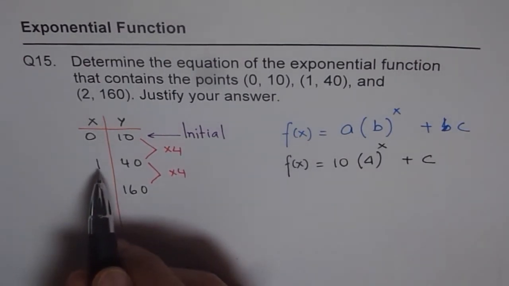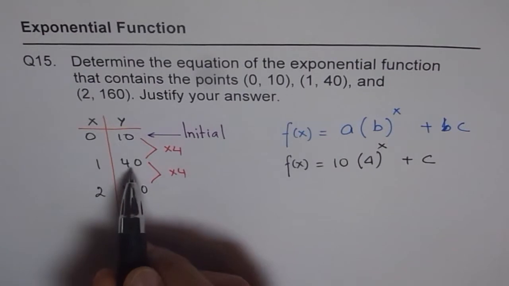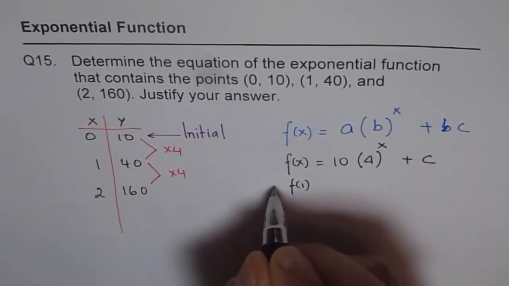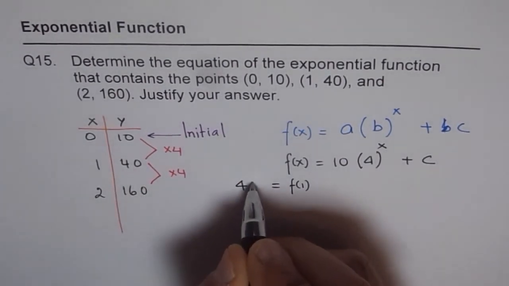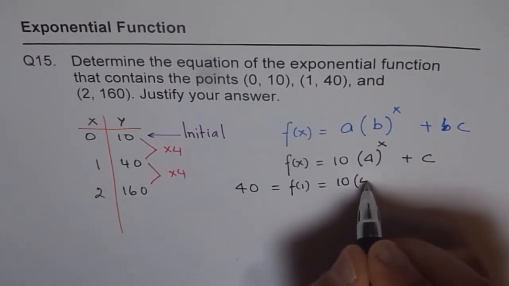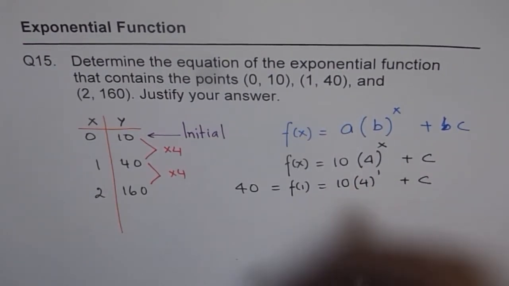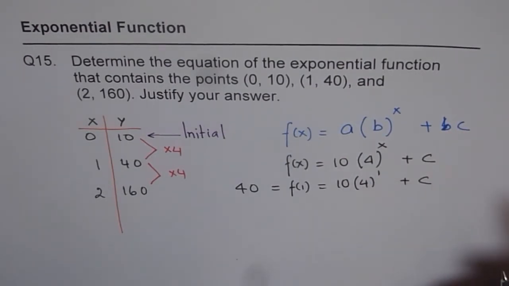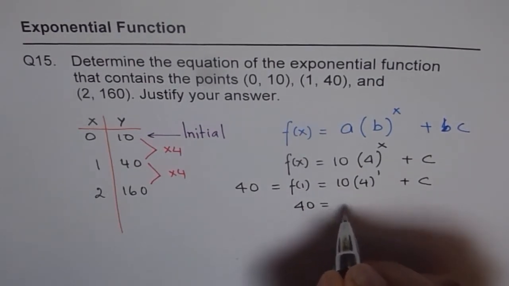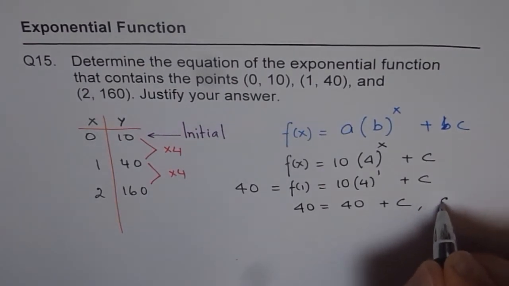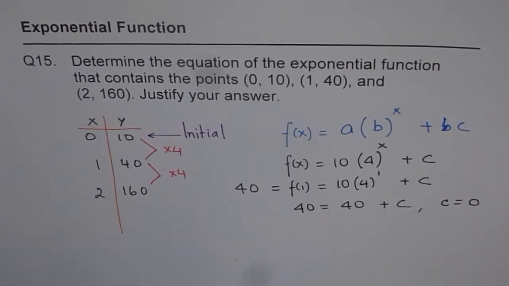So if I take x as 1, what do I get? At 1, I am expecting 40. So f of 1 is 40 for us. Let me write 40 on the left side. x is 1, so I'm writing 10 times 4 to the power of 1 plus c. Now 4 to the power of 1 is 4 itself, and 4 times 10 is 40. So what we get is 40 equals 40 plus c. And that clearly indicates that c should be equal to 0. So that gives us our function.